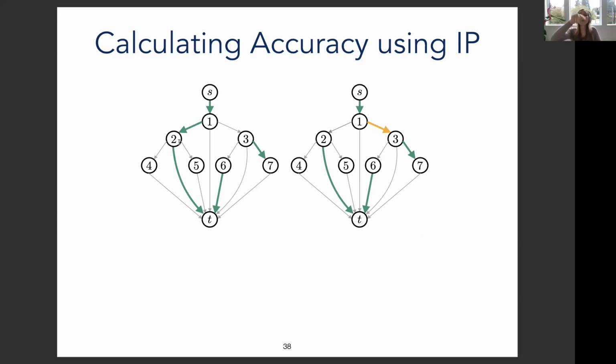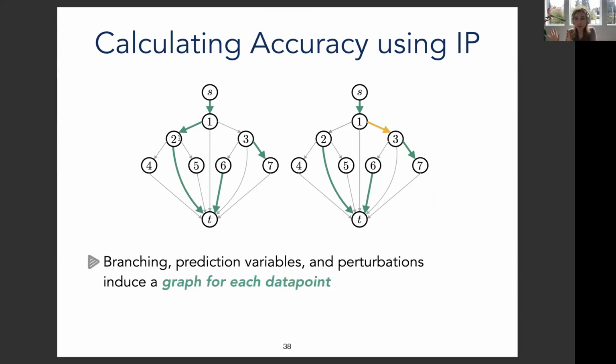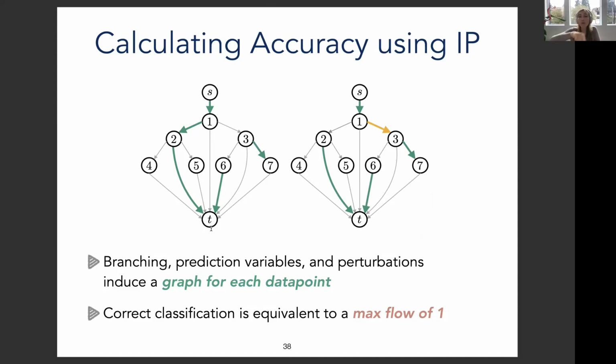We will only allow the data point to reach the sink if the prediction made at the node matches the label of that data point. Okay. So basically, to summarize, if we forget about uncertainty for a moment, the branching and prediction variables that we have fixed for our tree are going to induce one graph for each data point. And now deciding whether that data point is correctly classified or not reduces to checking whether it's possible to build a path from source to sink for that data point, right? So whether basically we can have a flow of one for the graph associated with that data point. So for example, the data point here on the left is correctly classified because I can build a path from source to sink through which the data point can travel.